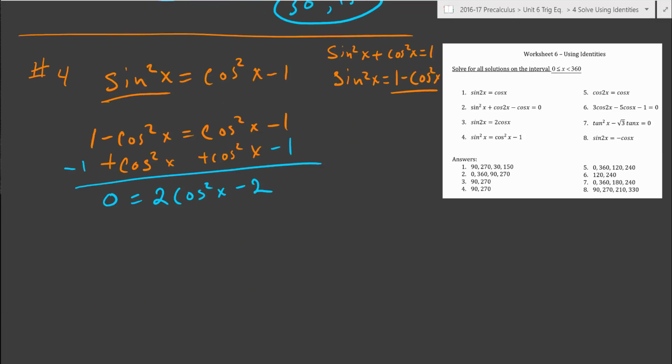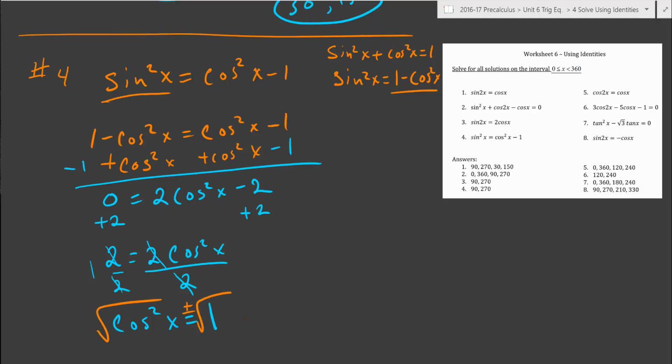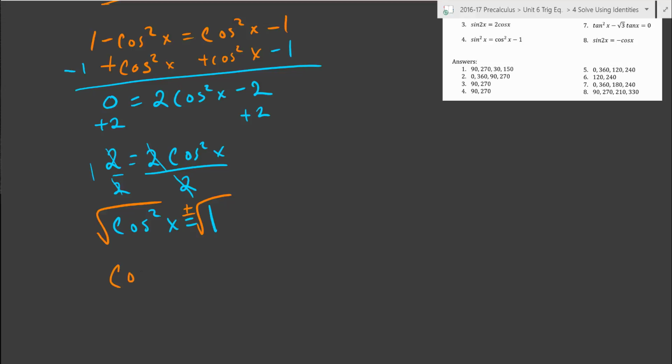At this point, we're trying to isolate the trig ratio, so I will add 2 to both sides. 2 equals 2 times cosine squared x. We'll divide both sides by 2. These cancel. This reduces to 1. So we end up with cosine squared x equals 1. And we will take the square root of both sides, positive and negative, leaving us with cosine of x equals plus or minus 1. Cosine is positive 1 at 0 degrees and negative 1 at 180 degrees.